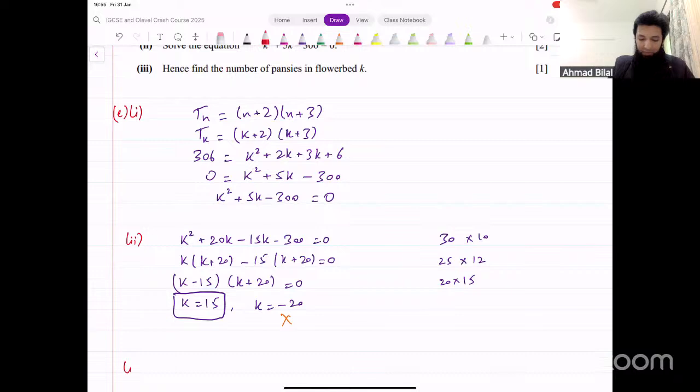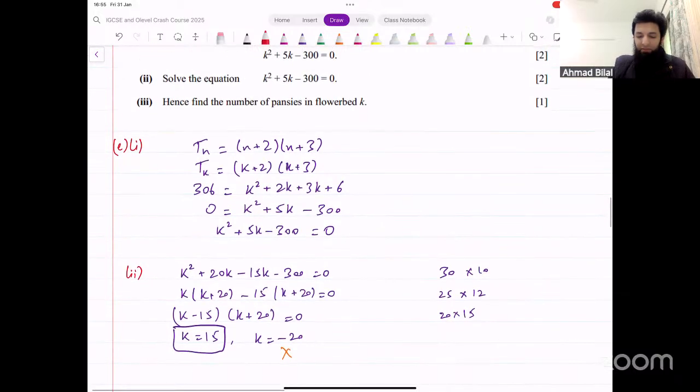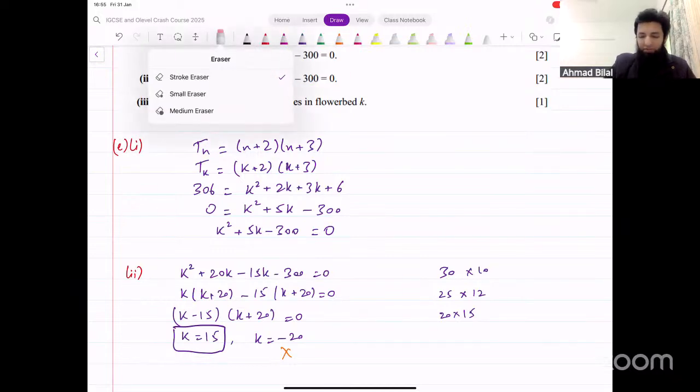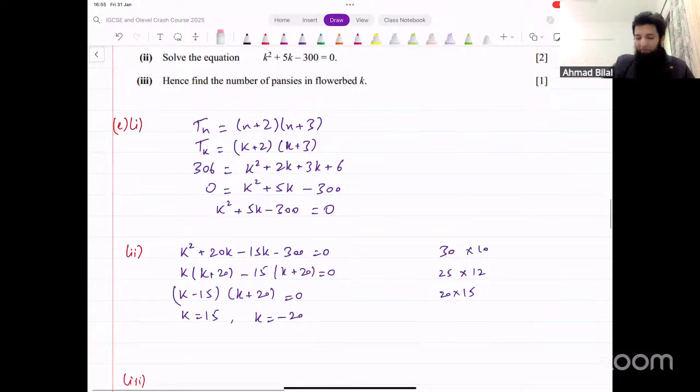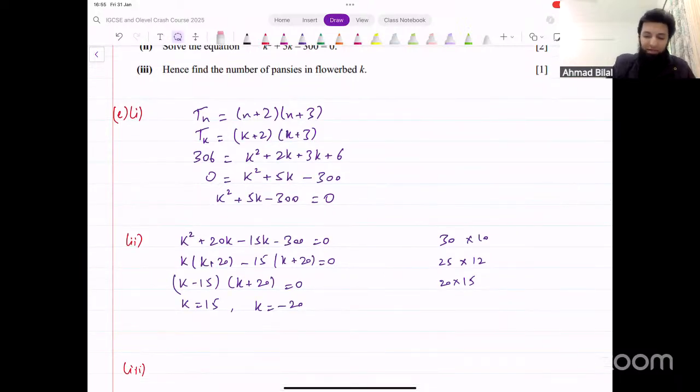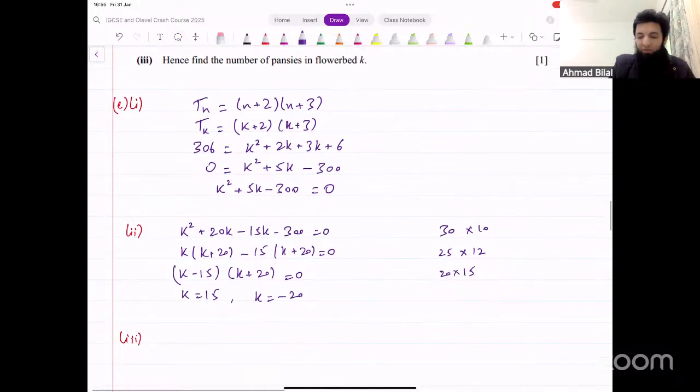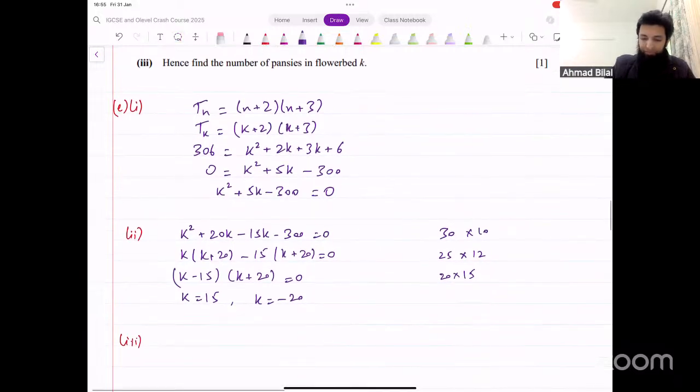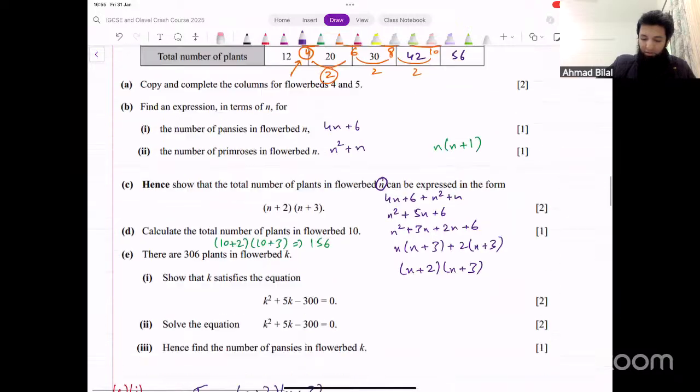Okay, let's move on to the next one, part 3. It says, hence find the number of pansies in flower bed K. Okay, I'm sorry about that. In the second part, actually, they just asked us to solve this equation. So for the solution of that, we should write both answers actually. But then in the third part, now they're saying, hence find the number of pansies in flower bed K. We will do that.